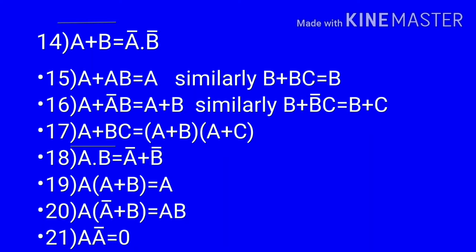19th, A into (A plus B) equal to A. 20th point, A into (A bar plus B) equal to AB. 21, A into A bar equal to 0.